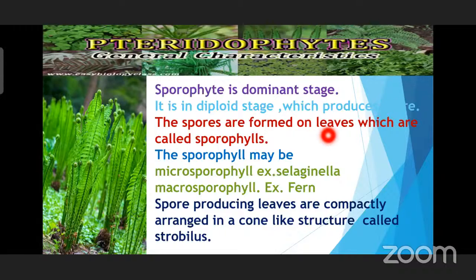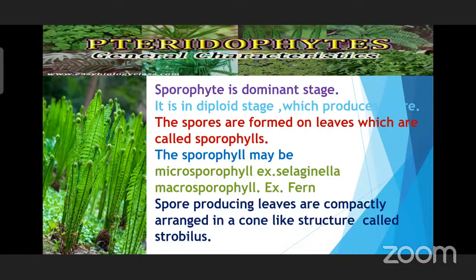And these leaves are called sporophylls because when they are bearing the spores, they are called sporophyll. The sporophyll may be microsporophyll, as in Selaginella, or macrosporophyll, as in the fern plant. Just now you have seen the macrosporophyll in the fern plant. Macro means very large structure. Micro means the small leaf-like structure, microsporophylls, which you can see in Selaginella. So these two are the examples of microsporophyll and macrosporophyll.